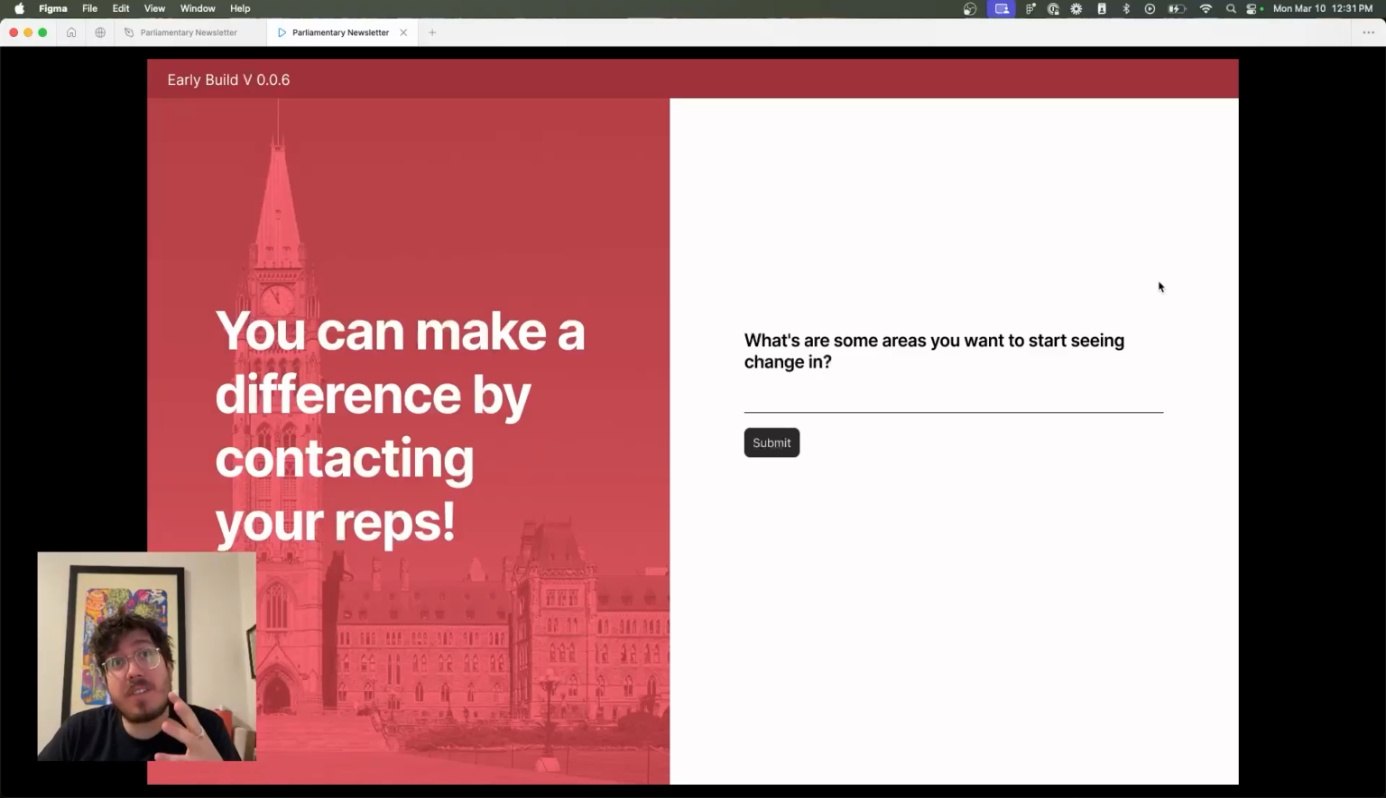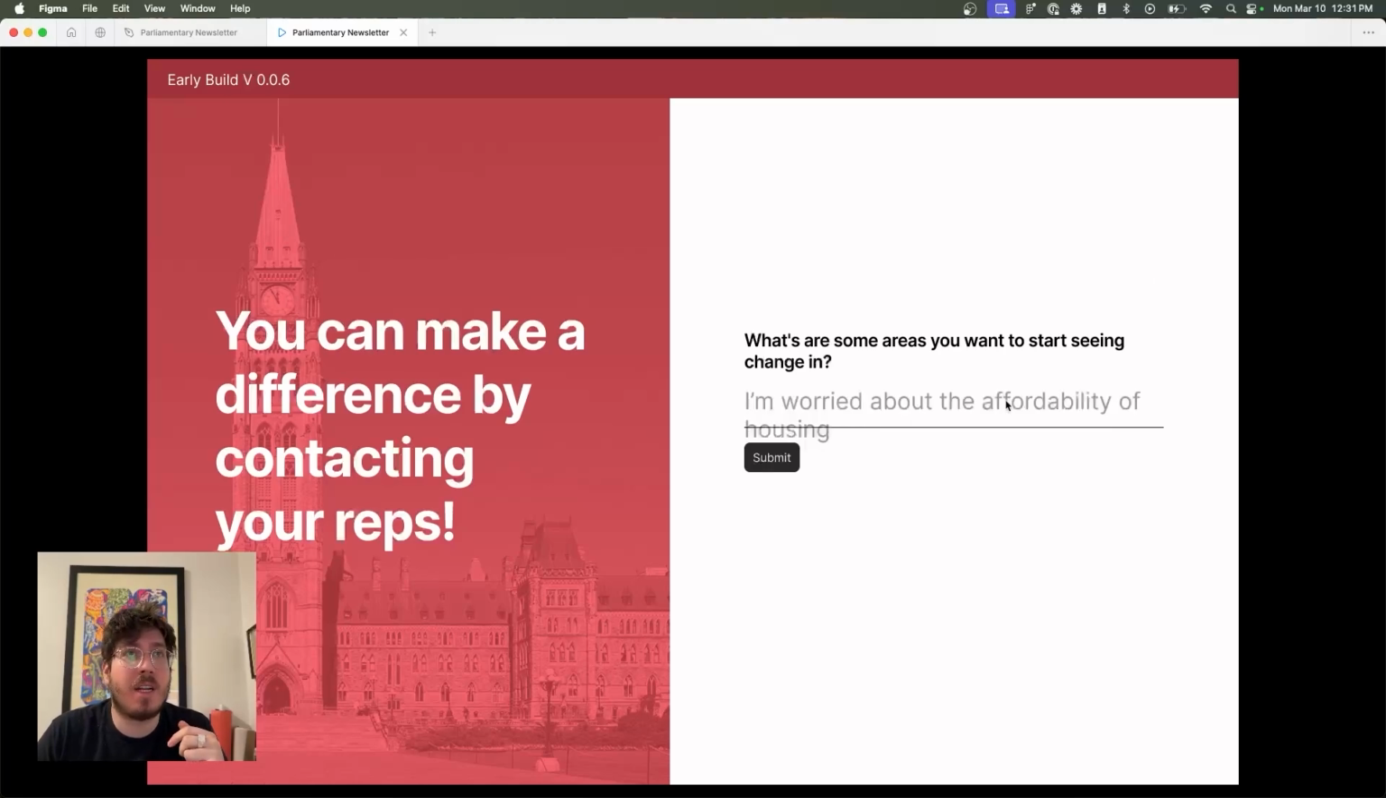So I've gone and built a prototype that I think makes it a little bit easier to know what bills are being passed in Parliament that are relevant to the issues you care about and who you should reach out to if you want to voice your concerns. In the spirit of keeping things simple, we thought we'd start with a simple question. What are some areas you want to start seeing change in? Personally, I've been thinking a lot about housing affordability lately, so let's just pop that in there for now.